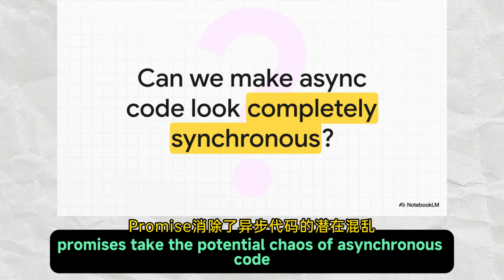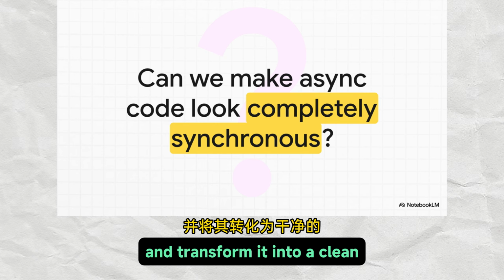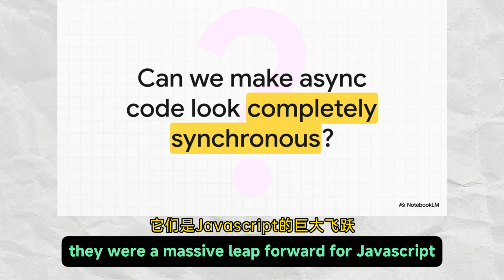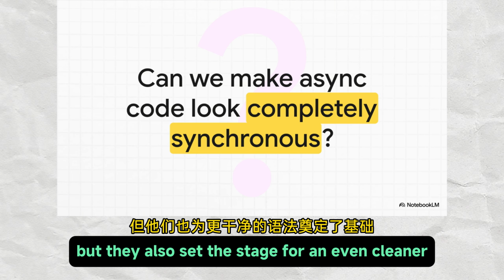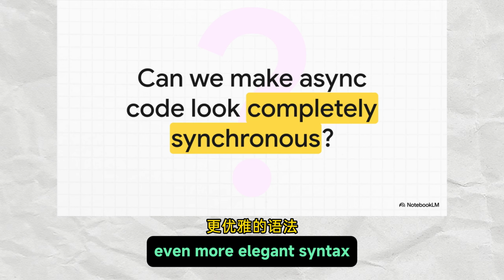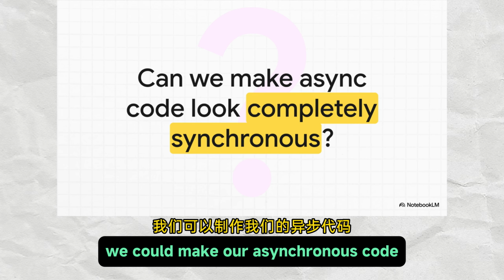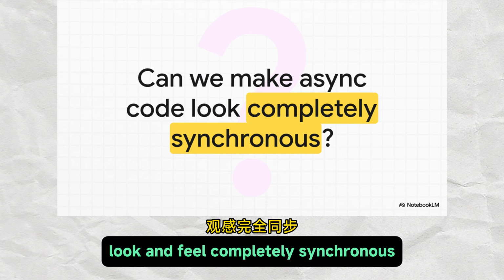So there you have it. Promises take the potential chaos of asynchronous code and transform it into a clean, predictable, and really powerful process. They were a massive leap forward for JavaScript, but they also set the stage for an even cleaner, even more elegant syntax, which leaves us with a really interesting question. What if we could make our asynchronous code look and feel completely synchronous?